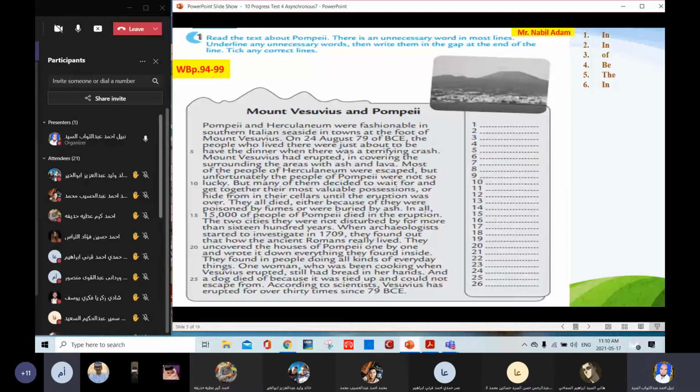Yes. Which word are you going to delete? Yes, Ahmed. What is the number, teacher? Number 7, please. Number 7. We will delete surrounding, covering the surrounding areas. So we delete the before areas, the surrounding areas with ash and lava.